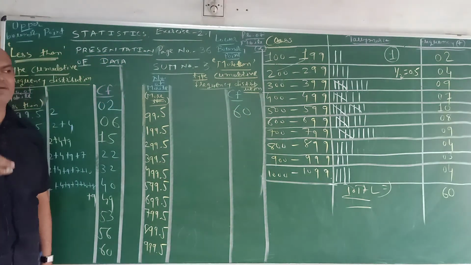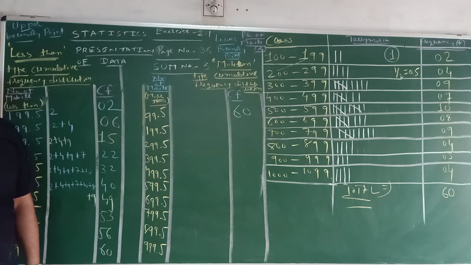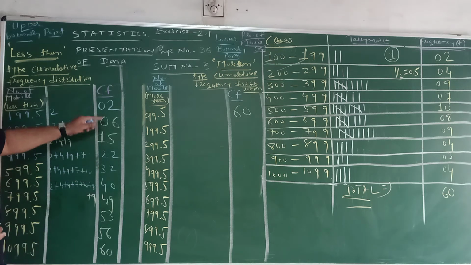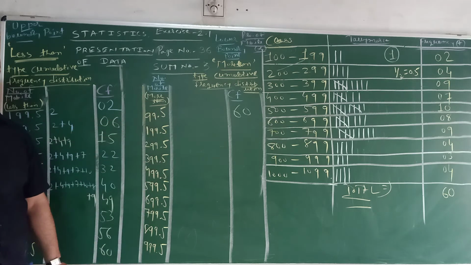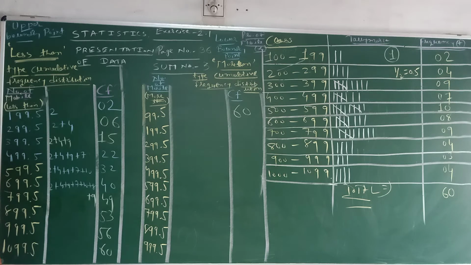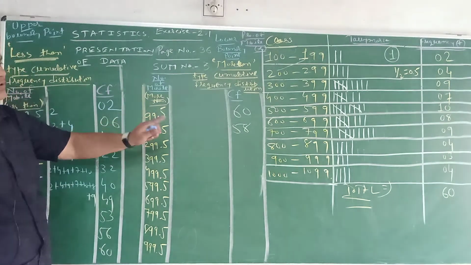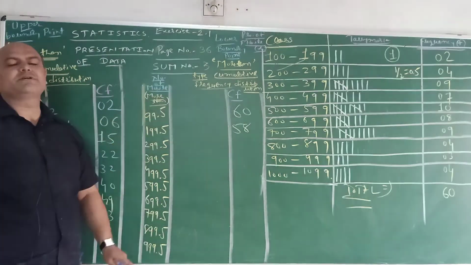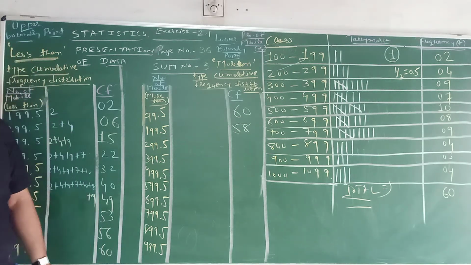Because it covers all. In more than type we have to deduct one frequency. Sometimes students remember this technique: in less than type they add one frequency, while in more than type they deduct one frequency. After 60, the next is 58. Why 58? Because the total is 60, we deduct the first frequency, that is 2. 60 minus 2 is 58.